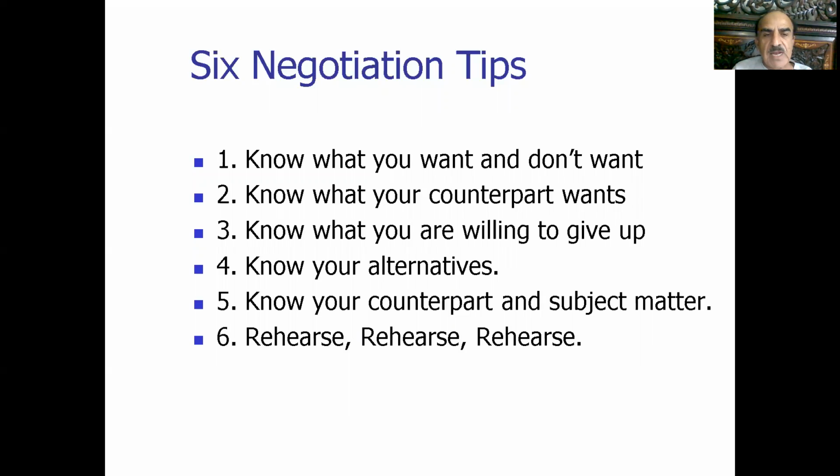The last few slides: if you are going for a negotiation, you should identify what you want and what you don't, what you would like to surrender and what you would like to achieve from the negotiation. Number two, know what your counterpart wants, what their demands are. Number three, know what you are willing to give up. What are the different kinds of surrenders which you would like to make in the negotiation process? And then what are the various alternatives, 1, 2, 3, 4, or different scenarios?